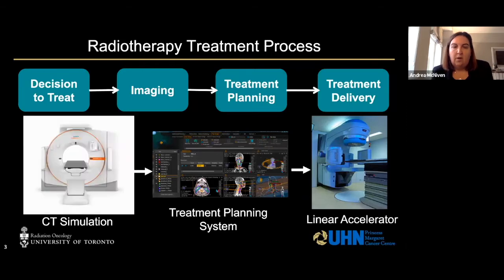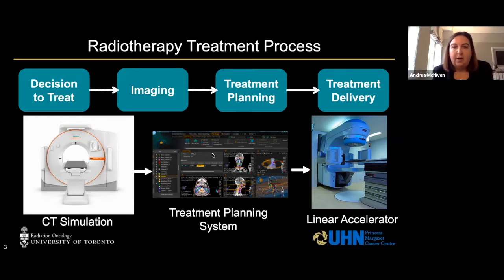To overview the radiation therapy treatment process in general, we begin with the decision to treat, and that's the initiation by the radiation oncologist that radiation therapy will be one of the modalities used. The first step in generating a treatment plan is to obtain an image of the patient, typically CT simulation, in the treatment position they'll be treated in daily.